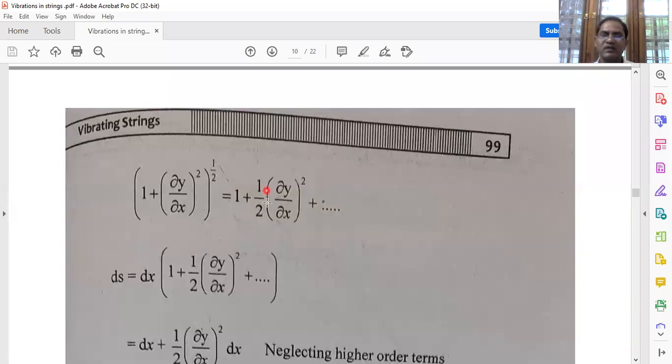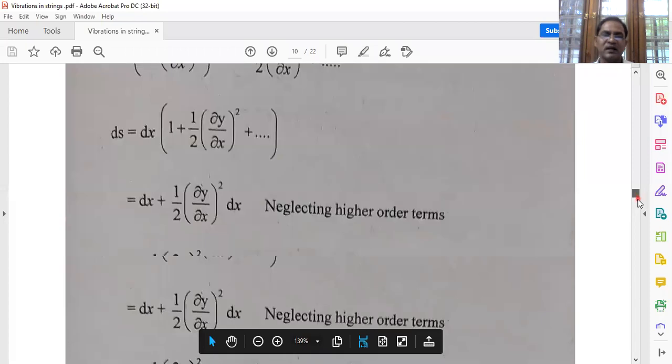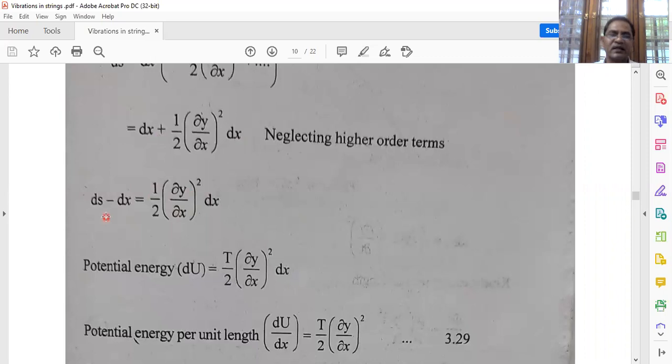Followed, sir? 1 plus (dou y by dou x) whole square whole power of one half, we are writing it as 1 plus 1 by 2 (dou y by dou x) whole square. How are we writing it? In the 1 plus nx form, where the power n is 1 by 2 and x is nothing but (dou y by dou x) whole square. But ds is equal to dx into 1 plus (dou y by dou x) whole square whole power of one half; instead of this, we are putting this here. Now again, you multiply dx into the bracket: dx plus 1 by 2 (dou y by dou x) whole square dx. Then ds minus dx is equal to 1 by 2 (dou y by dou x) whole square dx.